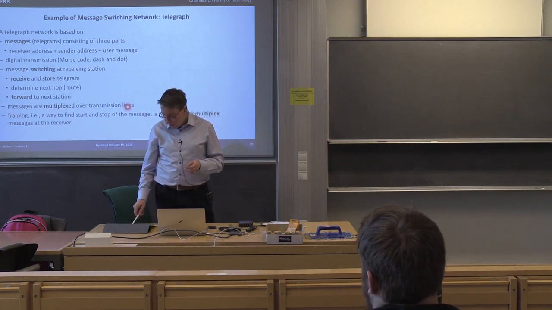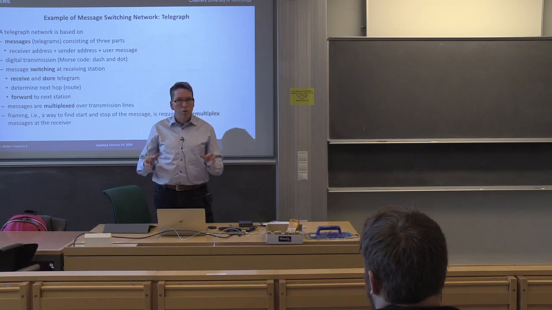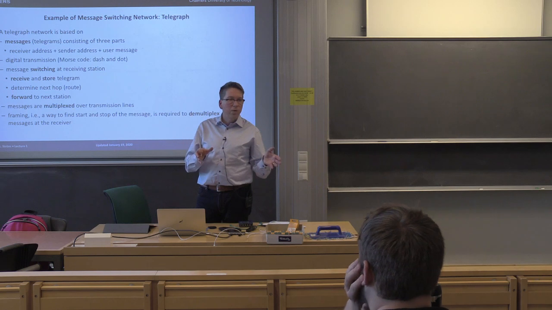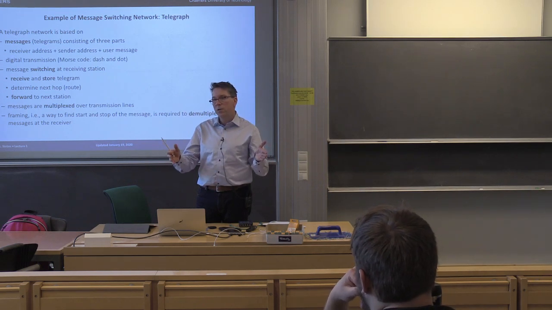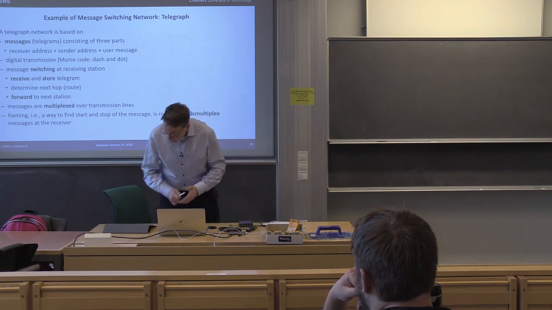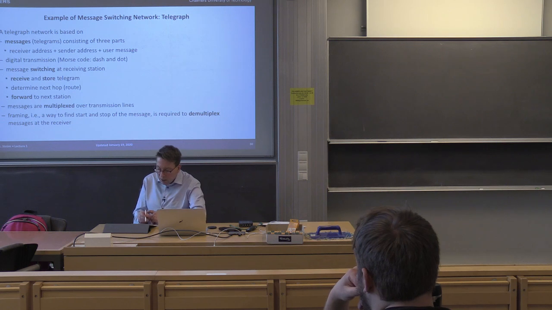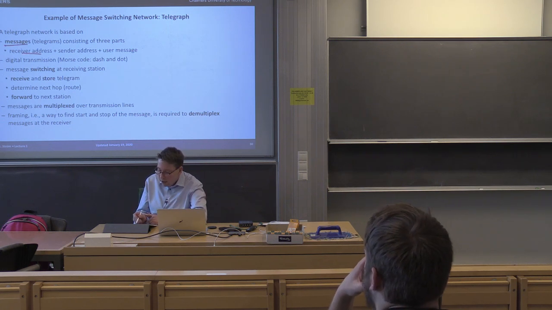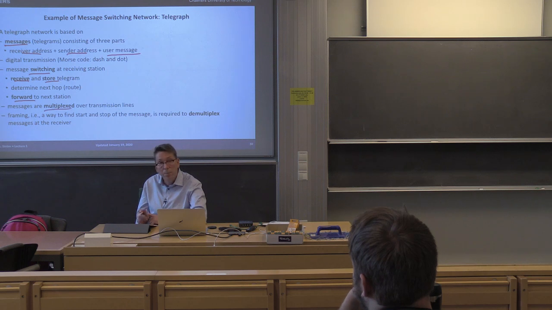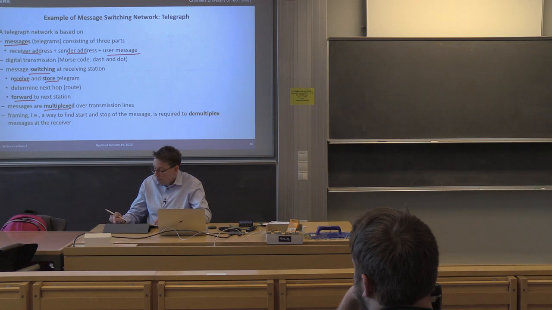So messages are multiplexed over these transmission lines. And in the message, there is also something that allows the receiver to figure out where the start of a telegram is and where the end of the telegram is. And this is called framing. So all of these things, that messages contain addresses and user messages, that there is message switching at the receiving station, which means receive and store and then forward, are typical things that happen in a packet switched network. Multiplexing here basically means that the capacity of the lines inside the network can carry many messages at the same time.